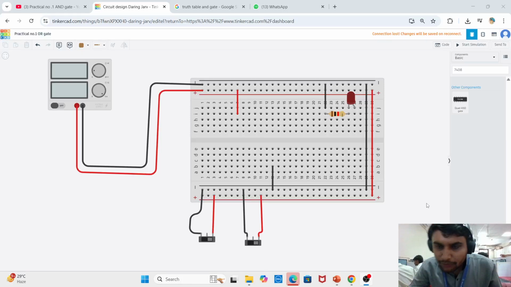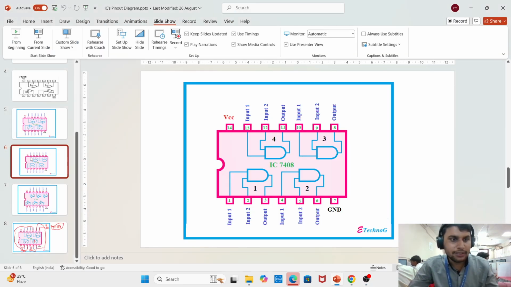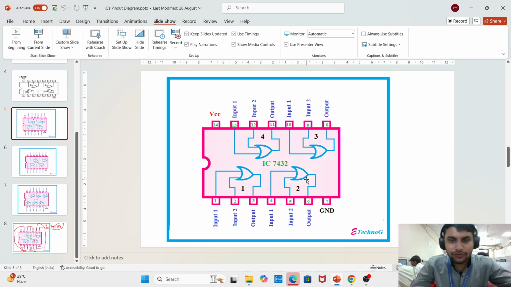Okay, so we have to perform the practical numbers of third sub-practicals. That is the practical number one, OR gate. Okay, so let me show you the PPT. The IC number 7432 will represent your OR gate.